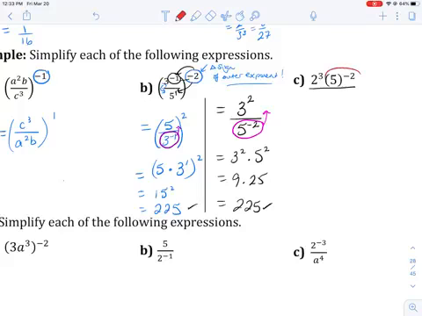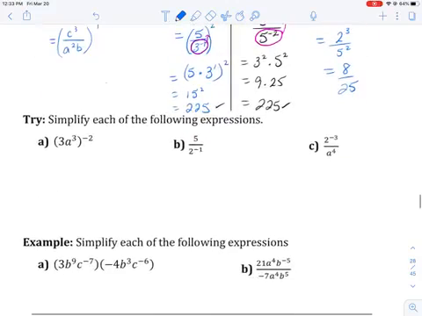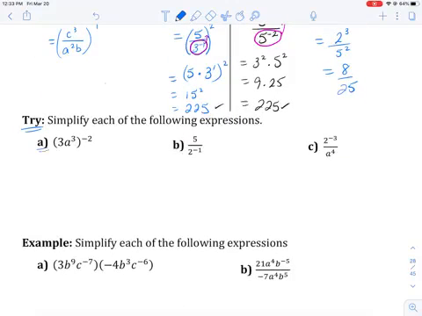Okay, if I look at the next one, here's the negative power there. That needs to come down. And our answer here is going to be 2 cubed over 5 squared, which is 8 over 25. Okay, you try these 3 questions. I'll give you a few minutes or seconds.